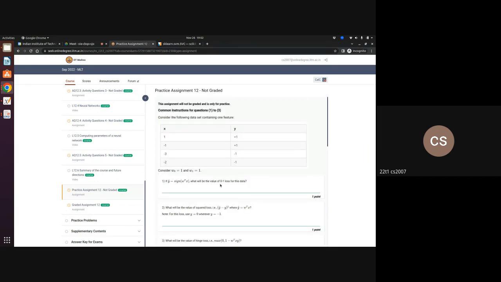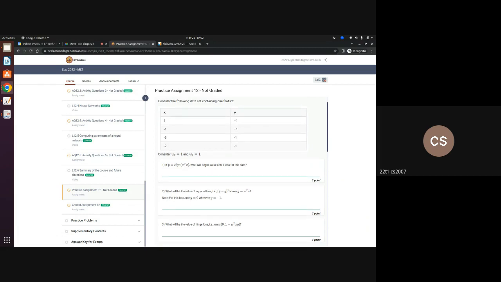This is the data that we are given, and in the first question, we have to compute the value of 0-1 loss, right? And we are given W0 and W1. Now, what is 0-1 loss? We compute the value of W transpose X. We check its sign. If the sign matches with the actual sign, which is either +1 or -1, we give a 0 error. If the sign doesn't match, we give a 1 error, right? That's 0-1 loss.